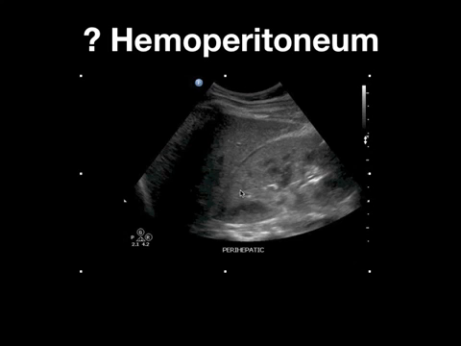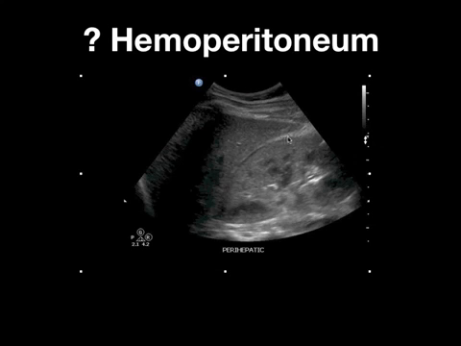Does this patient have hemoperitoneum? Well, we can take a look. Here's the liver. Here's the kidney. We can see that there is a stripe here between the liver and the kidney. But now the question is, is it in the peritoneal space or is it somewhere else, such as the retroperitoneal space?